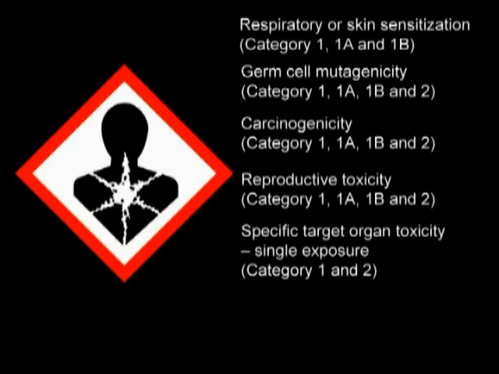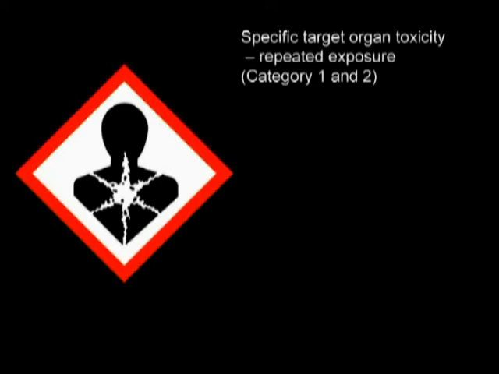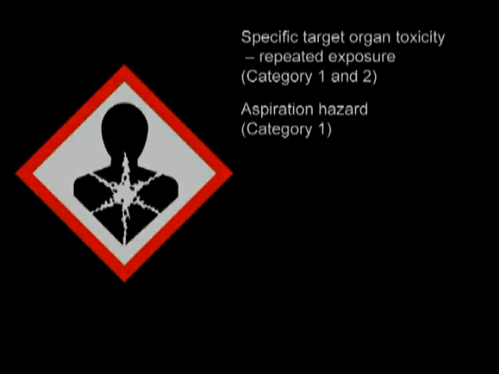Specific target organ toxicity, single exposure, Category 1 and 2. This hazard class covers products that cause or may cause damage to organs, for example, liver, kidneys, or blood, following a single exposure. Specific target organ toxicity, repeated exposure, Category 1 and 2. This hazard class covers products that cause or may cause damage to organs, for example, liver, kidneys, or blood, following prolonged or repeated exposure. Aspiration hazard, Category 1. This hazard class is for products that may be fatal if they are swallowed and enter the airways.